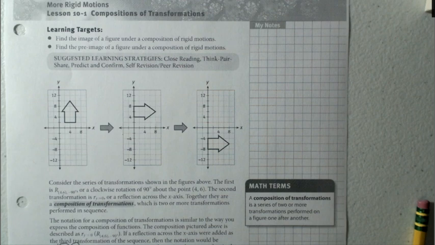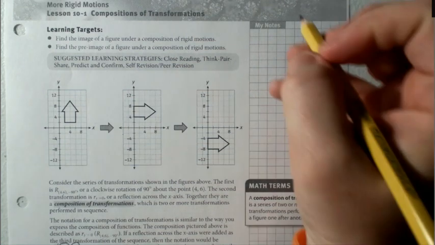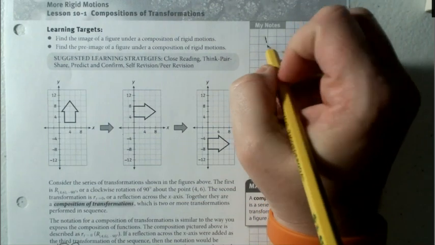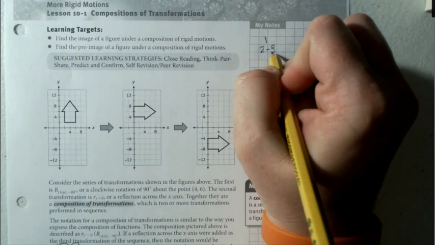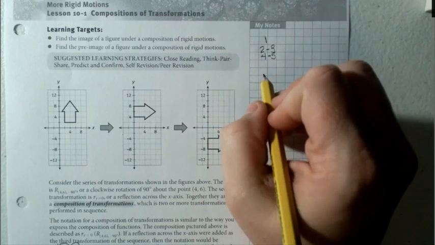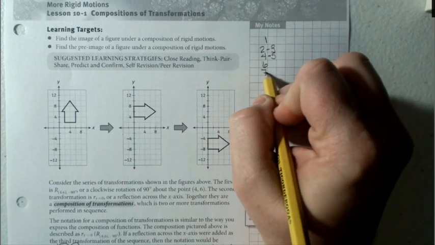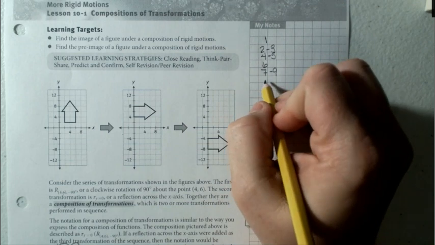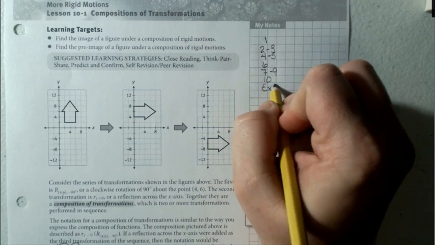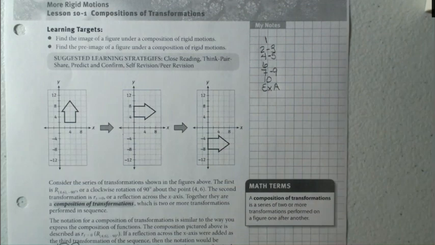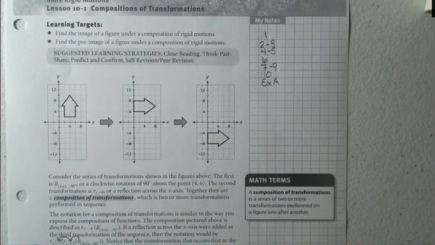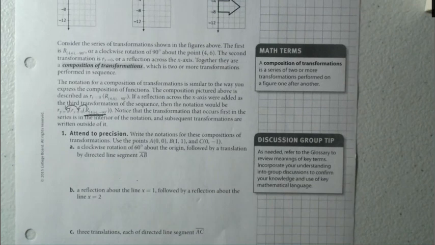Today we will be covering lesson 10-1, which is on the composition of transformations. As you can see, we have quite a bit to cover, and we're going to start off with question number 1, questions 2 and 3, 4 and 5, 6, 7 and 9, 10, and example A. So that puts us at 7 sections for this lesson. Let's start off by doing our introduction section.